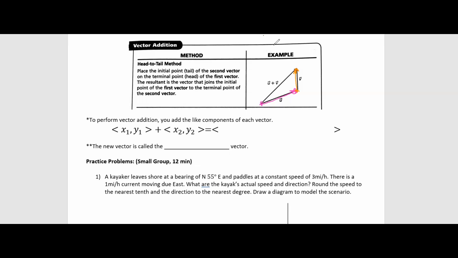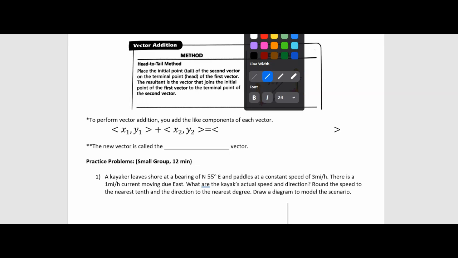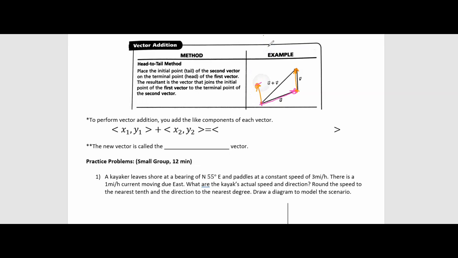Notice that if we had started with vector v, we would have started going up here, right? And then we would have done vector u, and we still would have ended up at the same spot. We call this the resultant vector: the new vector that's created, the vector that would be the shortest distance from the initial point to the final terminal point.